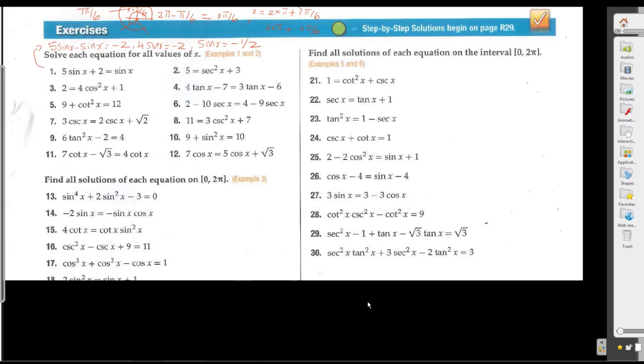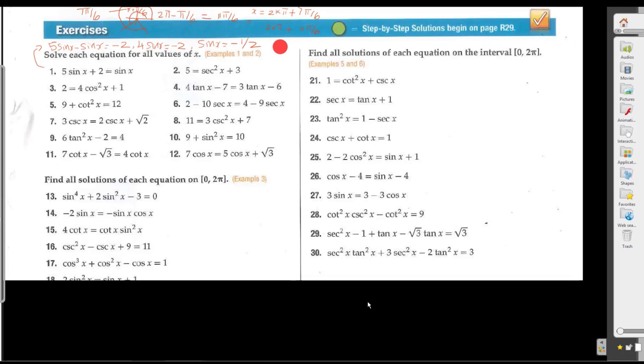Here, I'll give you a problem. You know how to solve 5 sin x plus 2 equals sin x? So you have to solve for all values of x. The difference between all values and the other one, number 13, is that they ask you for the range 0 to 2 pi, but here it's all values. So you have to get the general pattern.